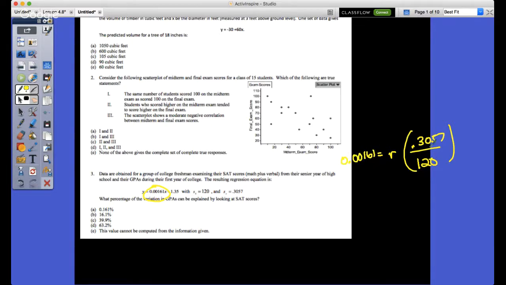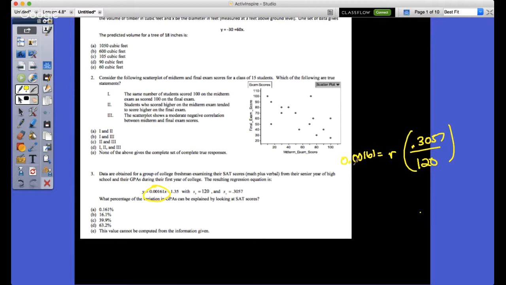Okay? And then what we can do is just plug this into our calculator here. So we go 0.3057 divided by 120. And that's times r, right? So then we get r by itself by doing 0.00161, and then I divide that by what it was there. I'm just solving this. If you're wondering, Coach, what are you doing? Well, I'm just solving this equation for r. That's it. And I get 0.632.